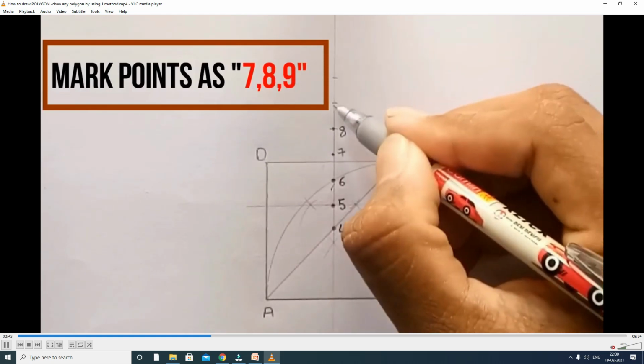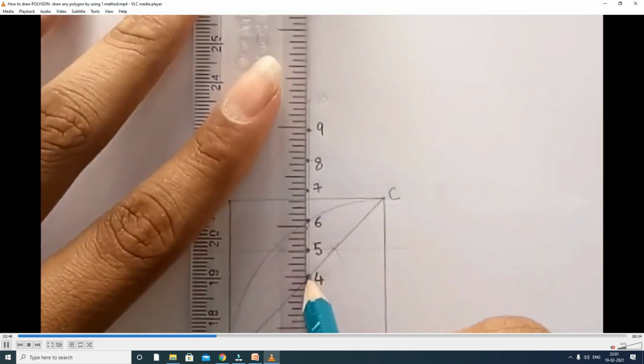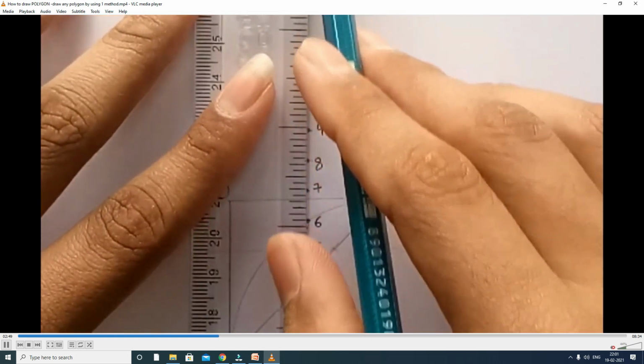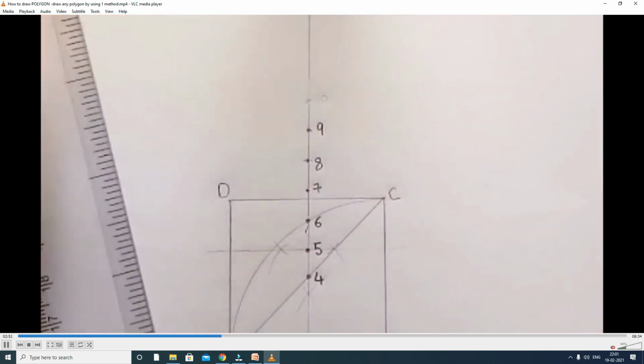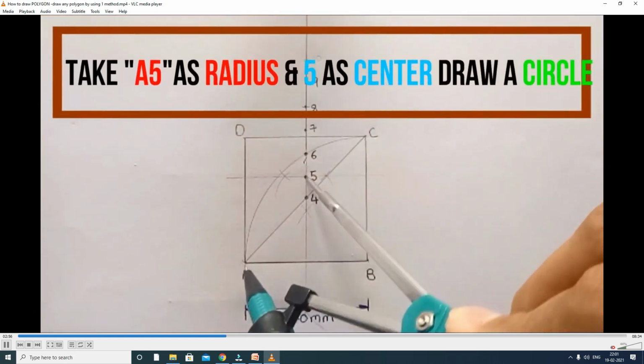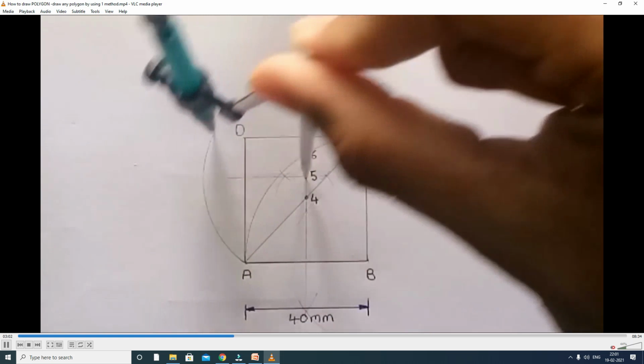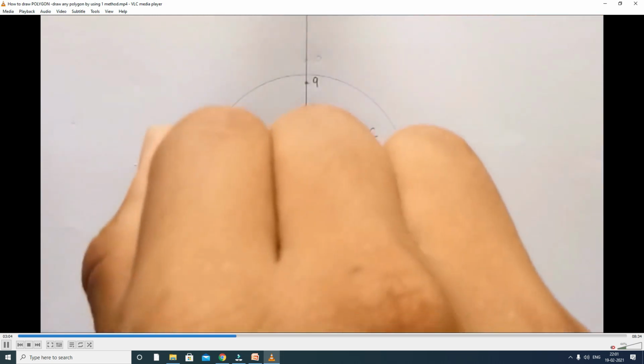And 8 to 9 also same distance, we cut the vertical line up to 10. Here 4 to 5, 5 to 6, 6 to 7, 7 to 8, 8 to 9. In this way we cut the points. We measure the points 4, 5, 6, 7, 8, 9, 10. Okay, now we need to draw the pentagon.